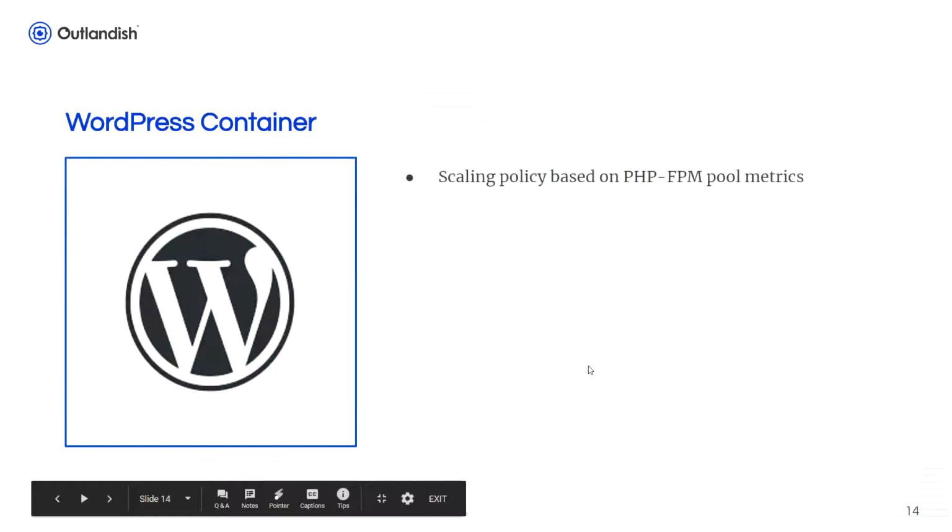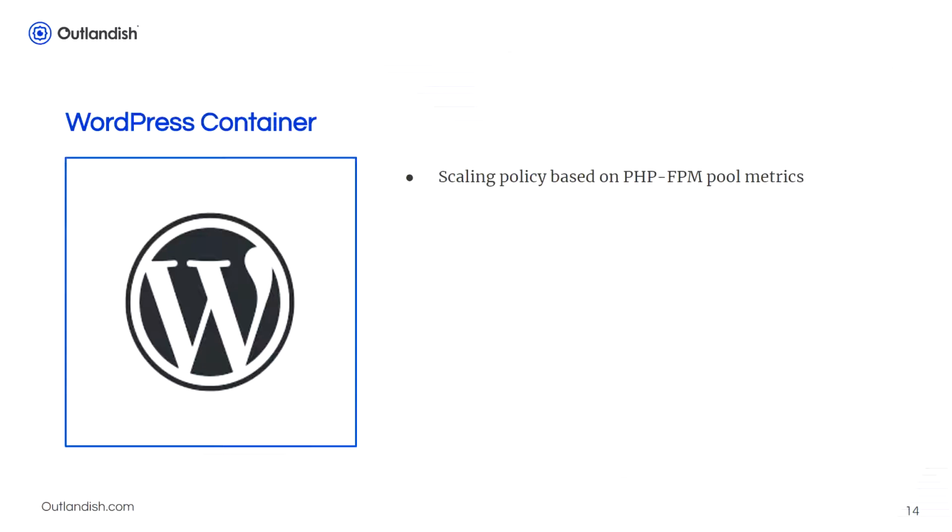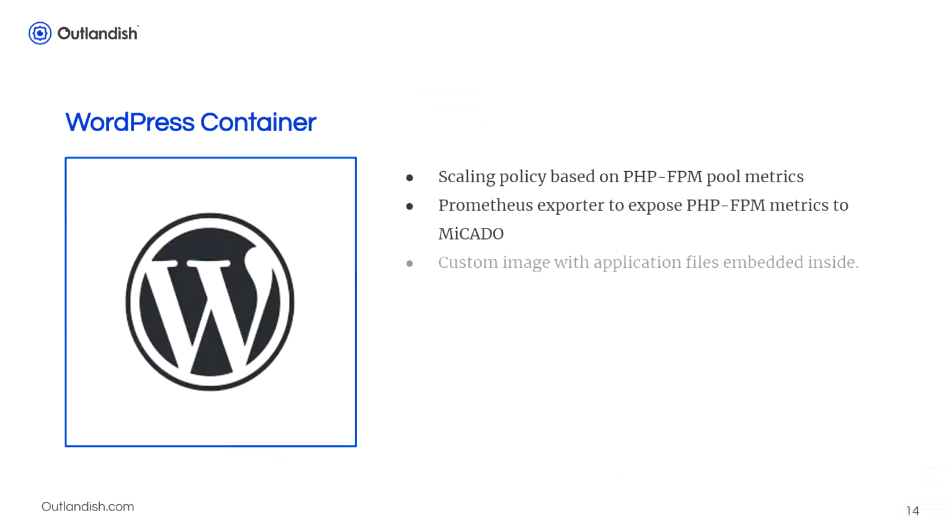The WordPress container does have a scaling policy, and we're going to be basing that scaling policy on PHP FPM, which is the processes that will be responding to the web server and then producing the content that will be sent back to the user. We have a Prometheus exporter, so we can understand those PHP FPM metrics and make use of them in Mikado and the scaling policy. And we're using a custom image again with those application files embedded in there. And then we're also using that command line tool to customize the PHP configuration and also the WordPress application configuration.